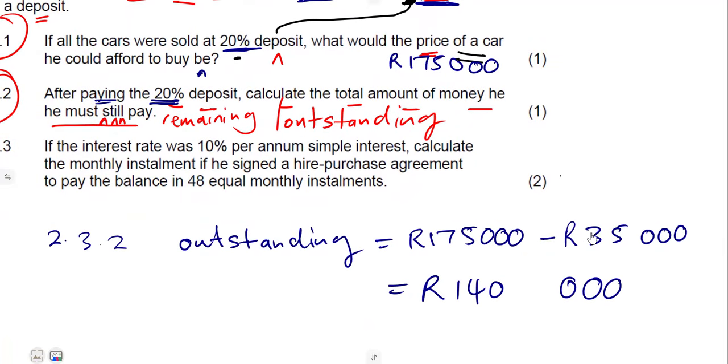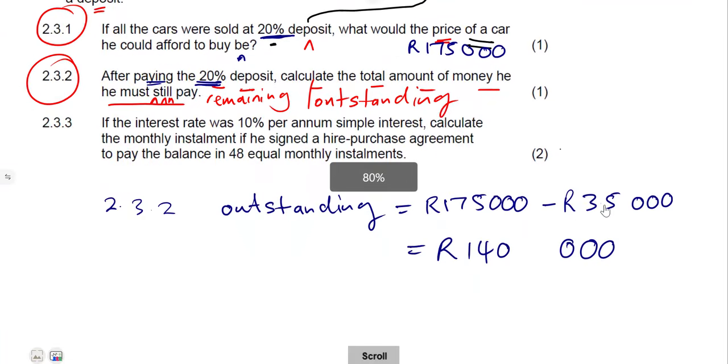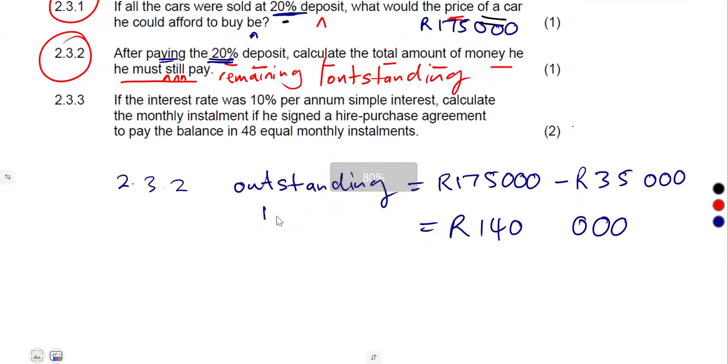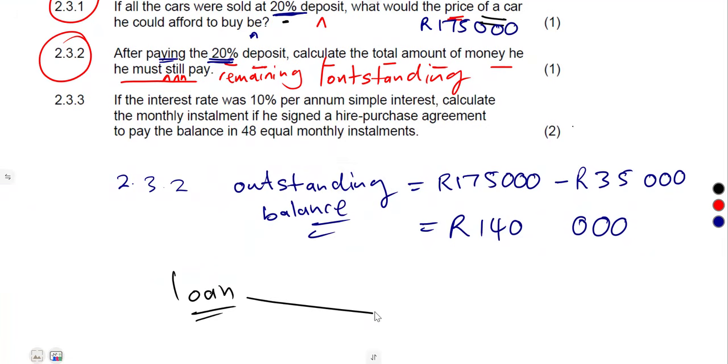So remember, the outstanding is a balance, this one. It's an outstanding balance, which is something that you pay as a loan. It is like you've got a loan. You have to pay a loan. So a loan, when it is to be paid, there must be interest. Remember that.